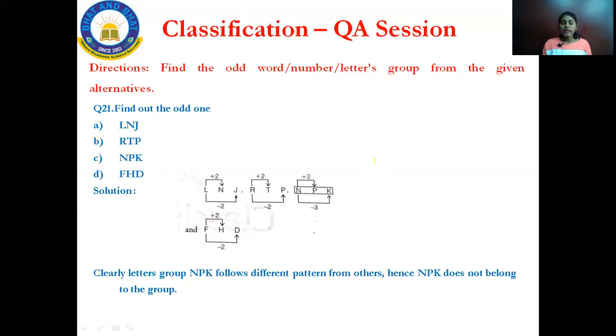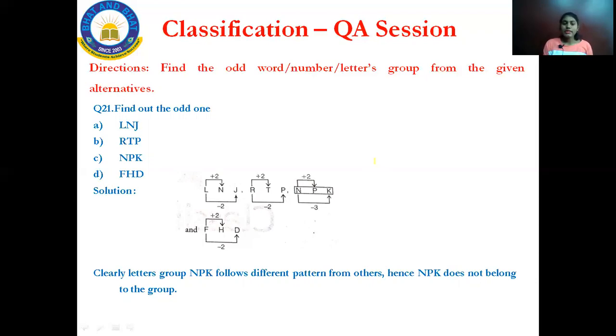See clearly, NPK, except NPK, all others follow the same group. That is, in the top it is plus 2, in the bottom it is minus 2. Keep in mind, at what number you are adding, at the same number you have to subtract at the bottom.